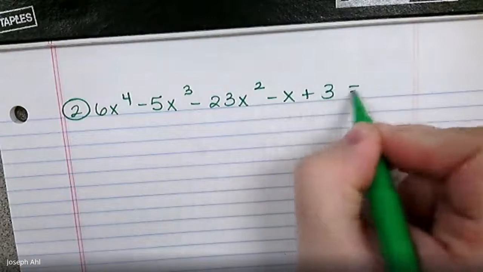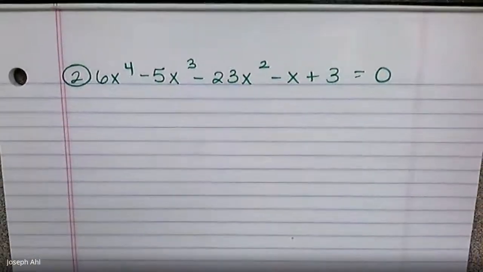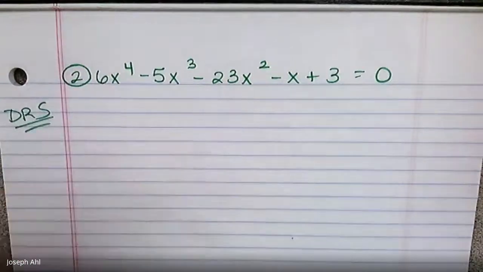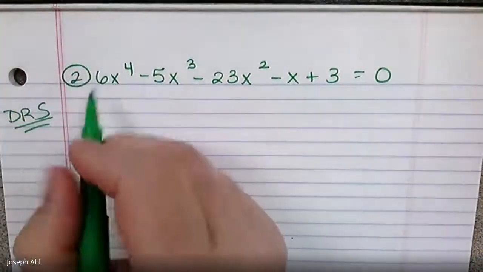Okay. So for our last example in the notes, we'll do 6x to the 4th minus 5x cubed minus 23x squared minus x plus 3 equals 0. Okay. Might go a little faster, so of course you can slow it down if you need to.